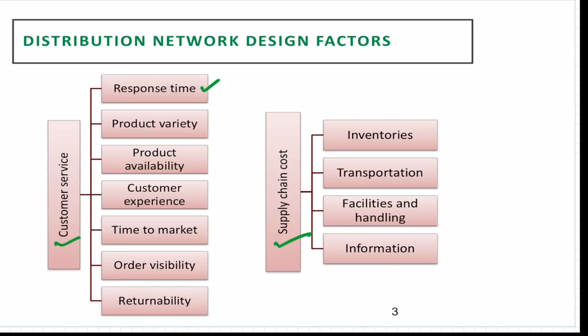Response time is how much time it takes from placing an order for a product until the customer receives it. Product variety involves different types or different makes of a product. For example, if I want to buy a TV from, say, Best Buy, and Best Buy stores only one type of TV, that may be very negative for customer service. Product availability has a direct impact on customer service. If we go looking for a product and it is not available, obviously that will be negative.